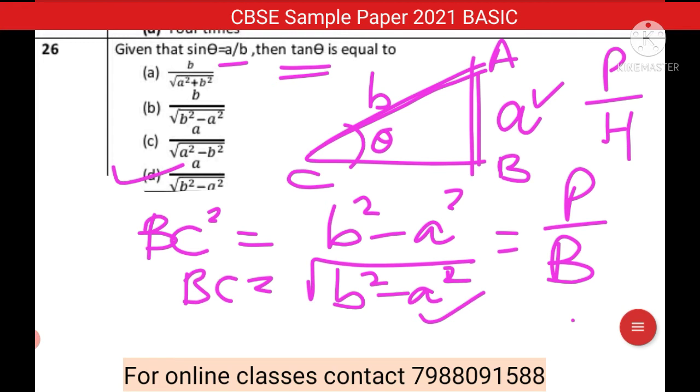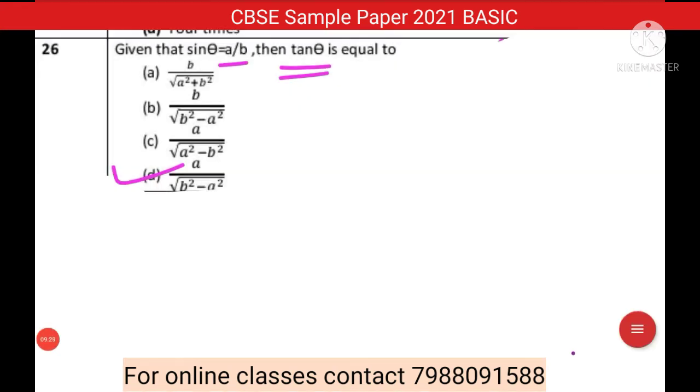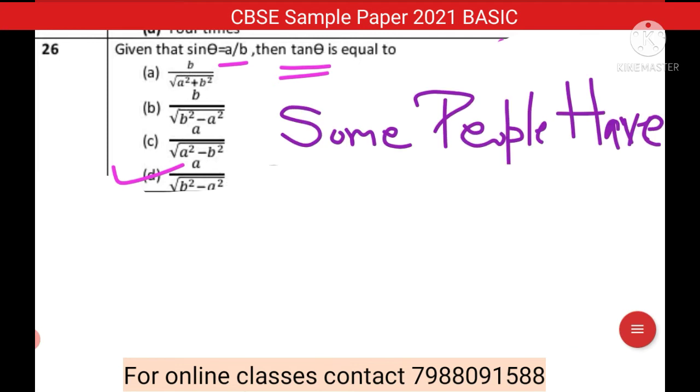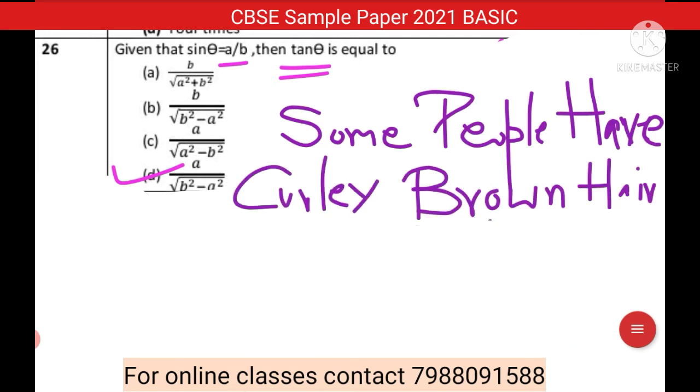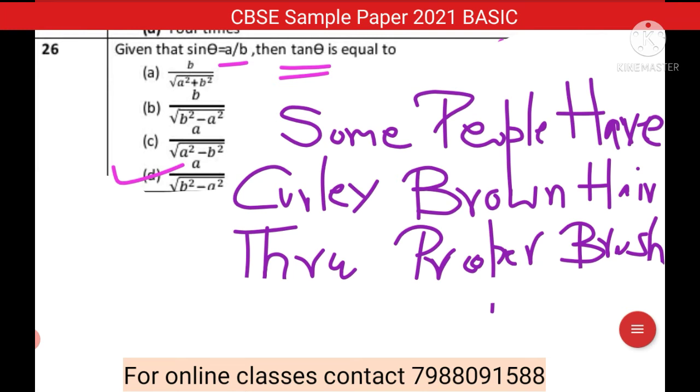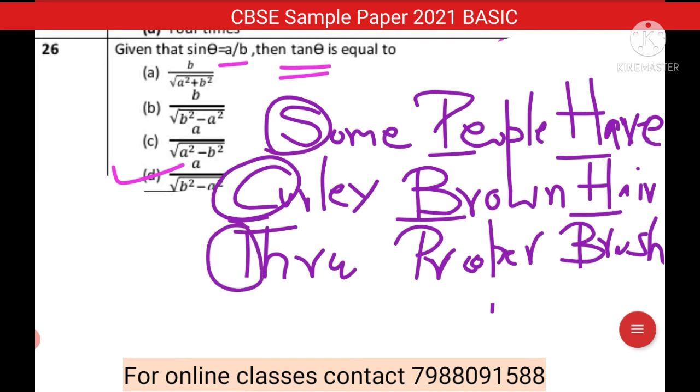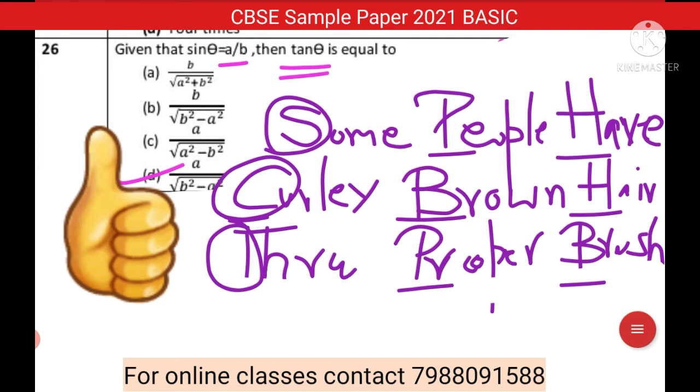Now, let's go to the poem. I'll tell you here only. It goes like this. Some people have curly brown hair through proper brush. Let's see. Sin theta is equal to some people have, P by H. Cos theta is equal to curly brown hair, B by H. And tangent theta is equal to proper brush, P by B. So it's so easy to remember. Sin theta is some people have, cos theta is curly brown hair, and tangent theta is through proper brush. So I hope you like it.